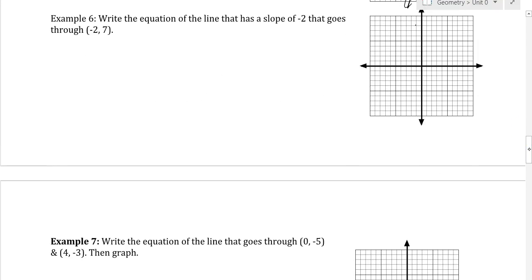Write the equation of the line that has a slope of negative 2 and goes through the point negative 2, 7. So we want it to look like y equals mx plus b, most likely. But this point isn't b. It's the point negative 2, 7. So we're going to use something called the point slope form of a line.